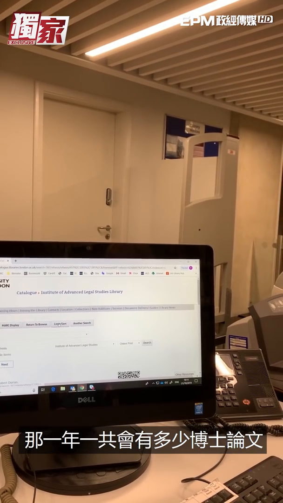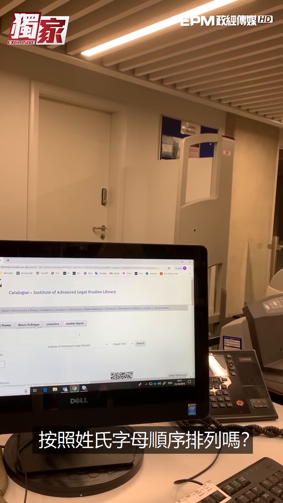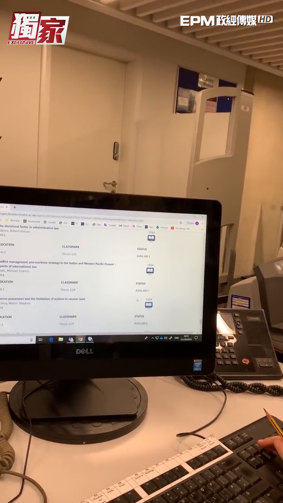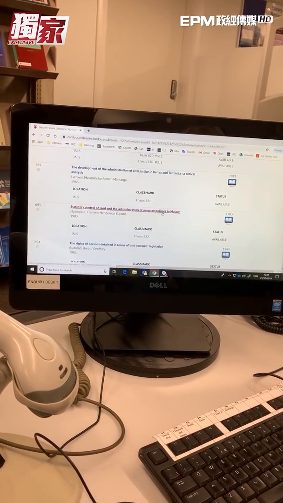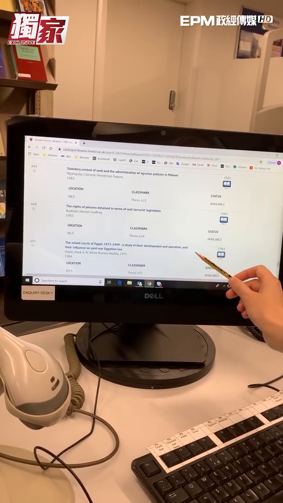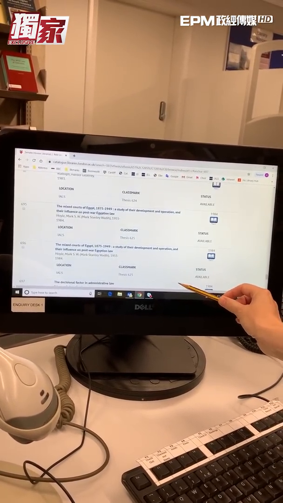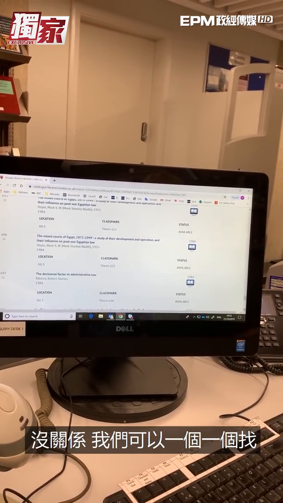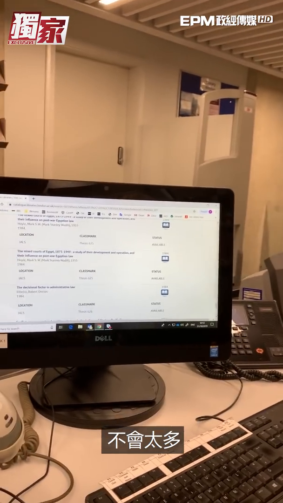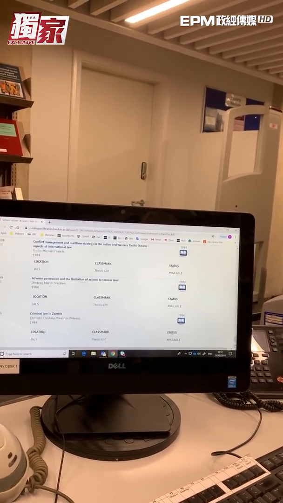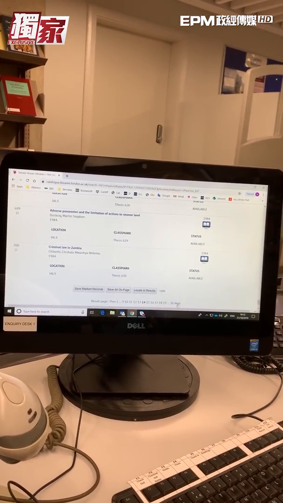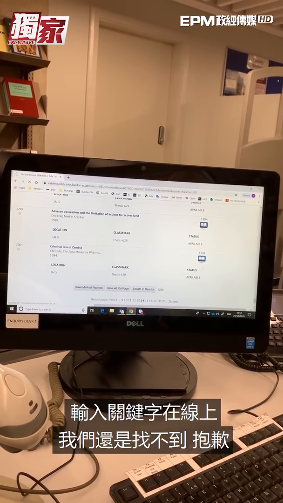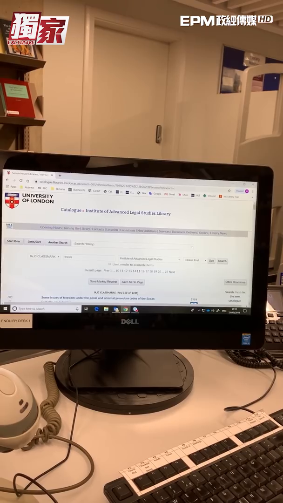So how many theses were in that year? Let's have a look. Is it alphabetically ordered? I don't know what order it is within the year. Let's have a look. So if we go back up, this is the first one. I don't know what order they're in. They might be in thesis number order. I think they're in thesis number order. Okay, but I don't know the thesis number. No, well, we can look through all of them. There probably won't be too many. Okay, so we can keep looking at the first few, and then we can go to the next page. But if it didn't come up by author or title or keyword, it's very unlikely we'd have it, but we can check anyway.